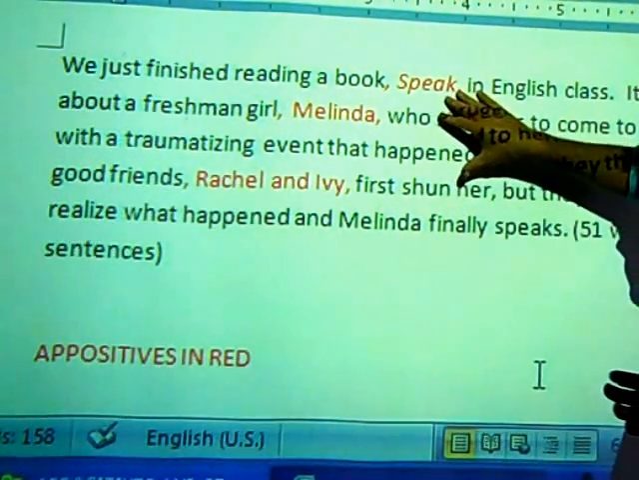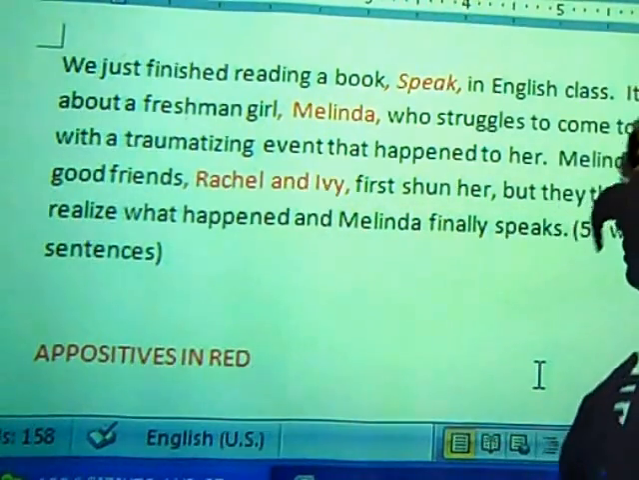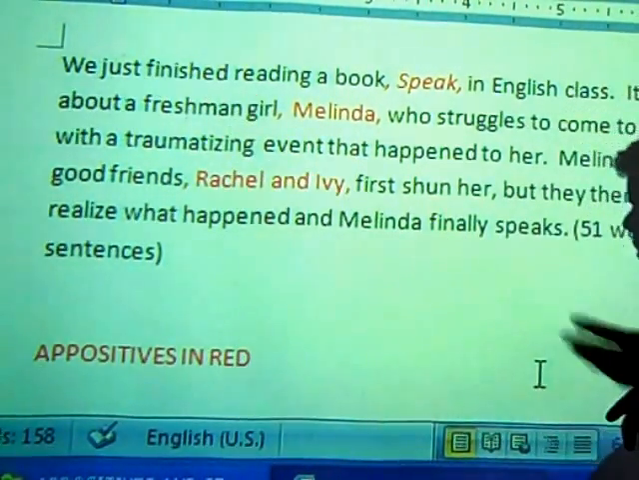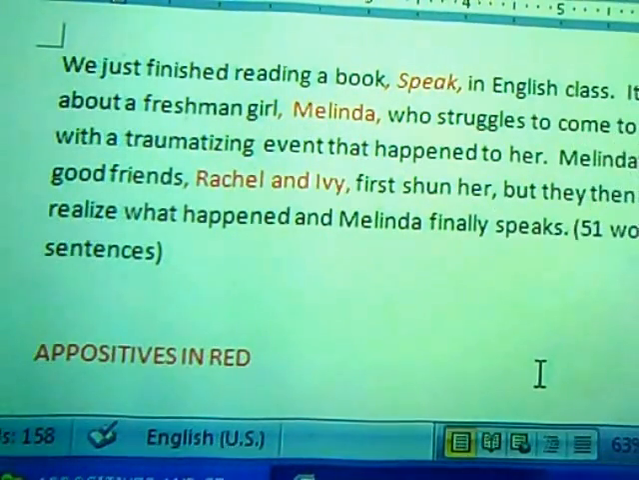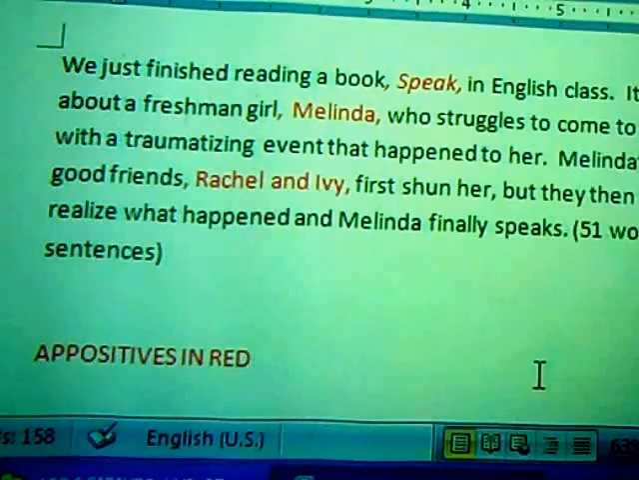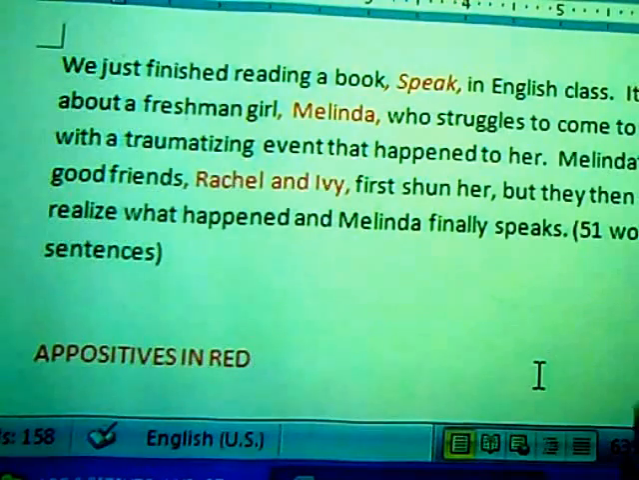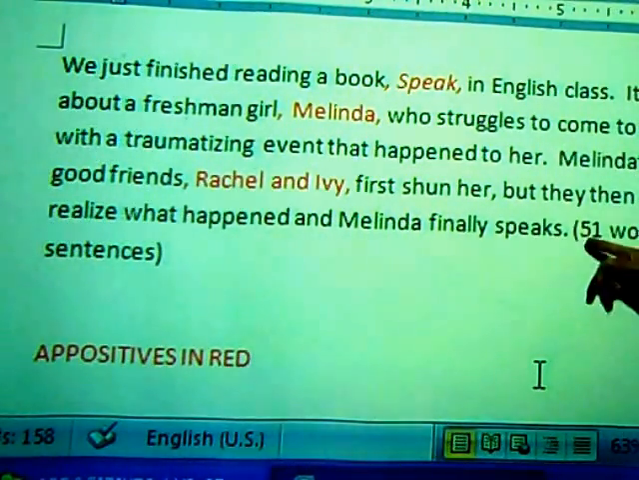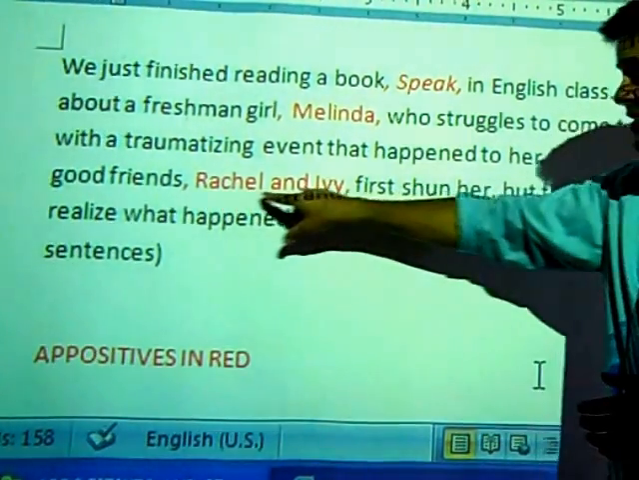Okay, so the appositives here are in red. So if I reread the passage, it goes like this. We just finished reading a book, Speak, in English class. It was about a freshman girl, Melinda, who struggles to come to terms with the traumatizing event that happened to her. Melinda's 2 good friends, Rachel and Ivy, first shun her, but they then realize what happened and Melinda finally speaks. So I've cut it down to 51 words in 3 sentences. My appositive phrases are in red.